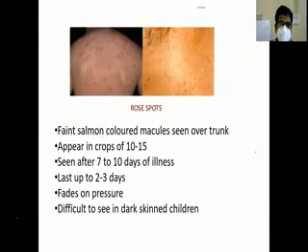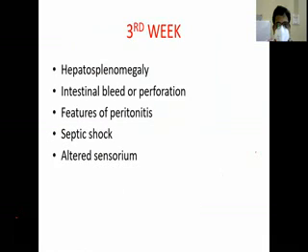And usually you can differentiate it by applying pressure. It fades on pressure. Once you apply pressure, it fades out. Difficult to see in dark skin individuals. It's called faint salmon colored macules. In the third week, you can see organ enlargement, that is hepatosplenomegaly, and complications we all see in the third week, that is intestinal bleed or perforation and features of peritonitis.